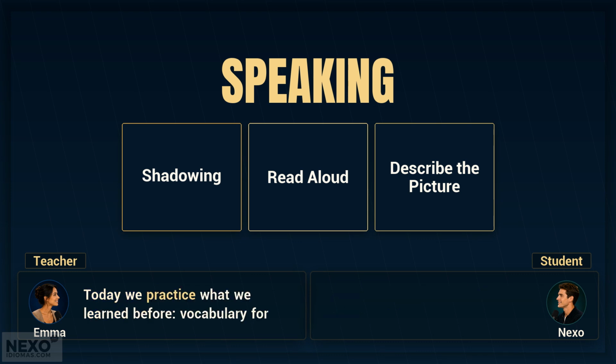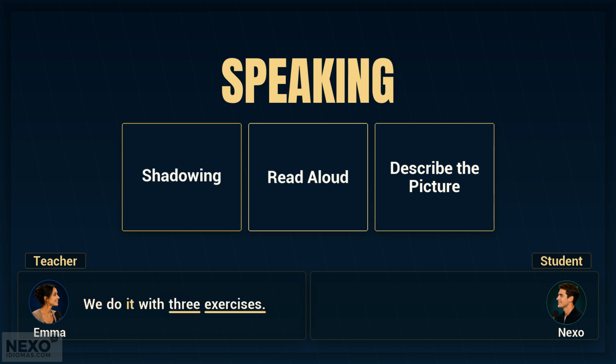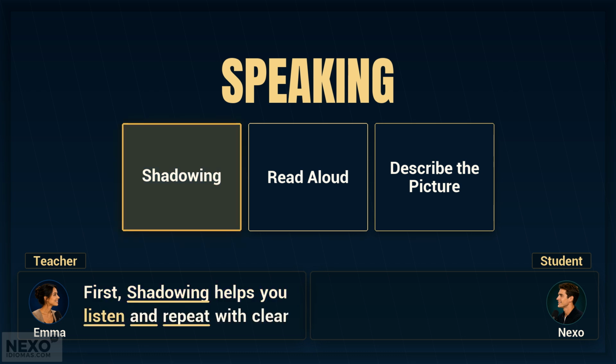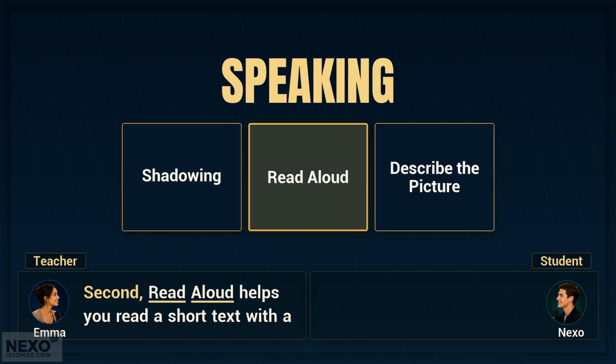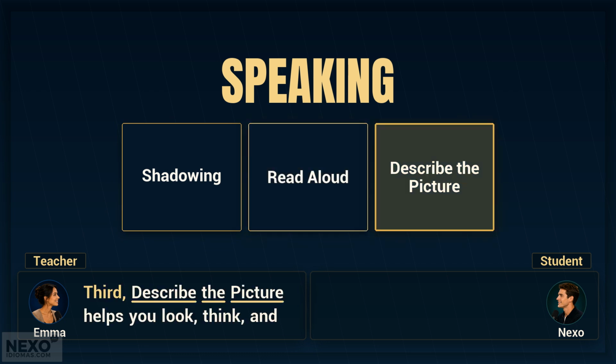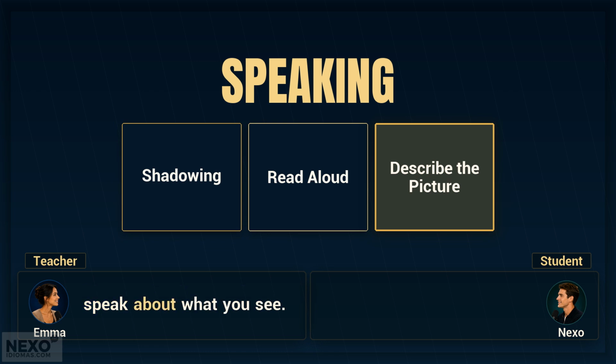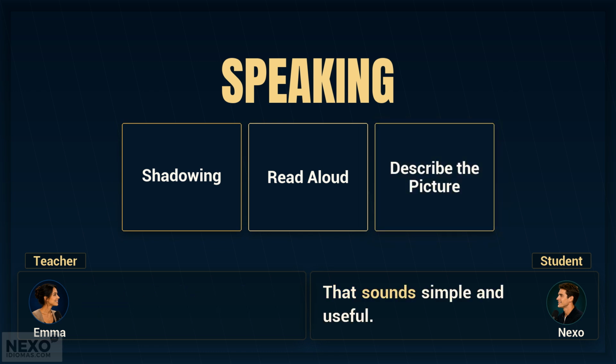Great. Today, we practice what we learned before. Vocabulary for days of the week, and the grammar, verb to be, plural, we, you, they. We do it with 3 exercises. First, shadowing helps you listen and repeat with clear rhythm. Second, read aloud helps you read a short text with a calm voice. Third, describe the picture helps you look, think, and speak about what you see. That sounds simple and useful.